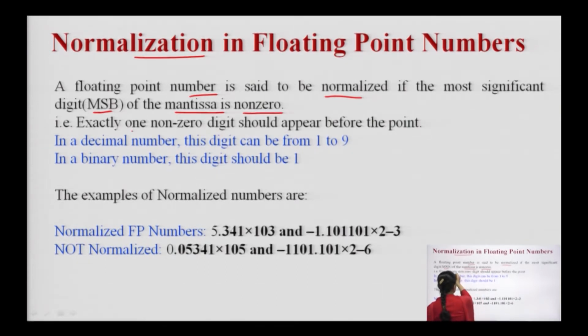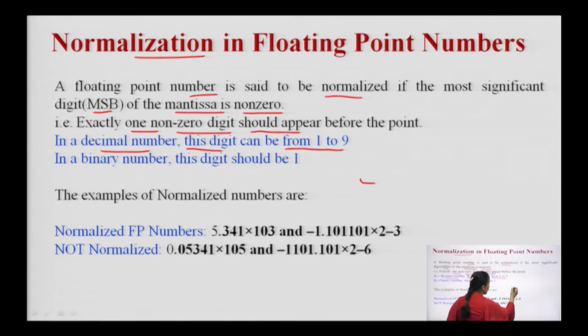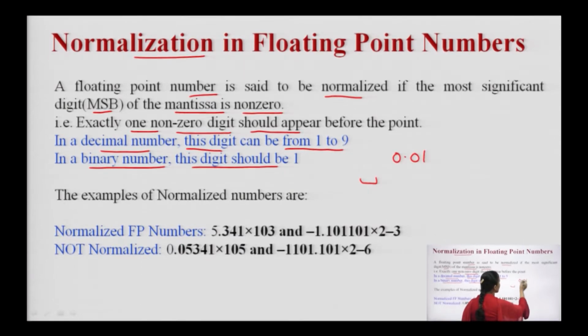That is, there is exactly one non-zero digit that should appear before the decimal point, and what comes after the decimal point is known as the fraction part. If I am using decimal representation, then this digit before the decimal can be from 1 to 9, and in a binary number this digit should always be 1. That is, the number should not be like 0.01. This is not a normalized number. This is a normalized number.